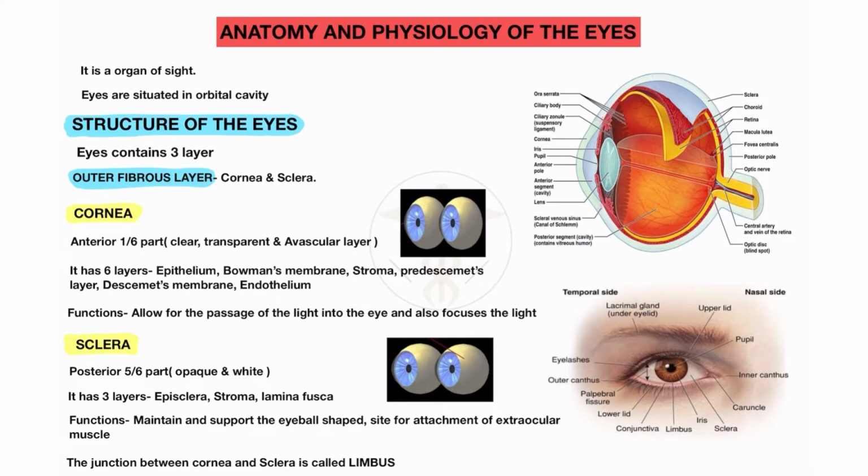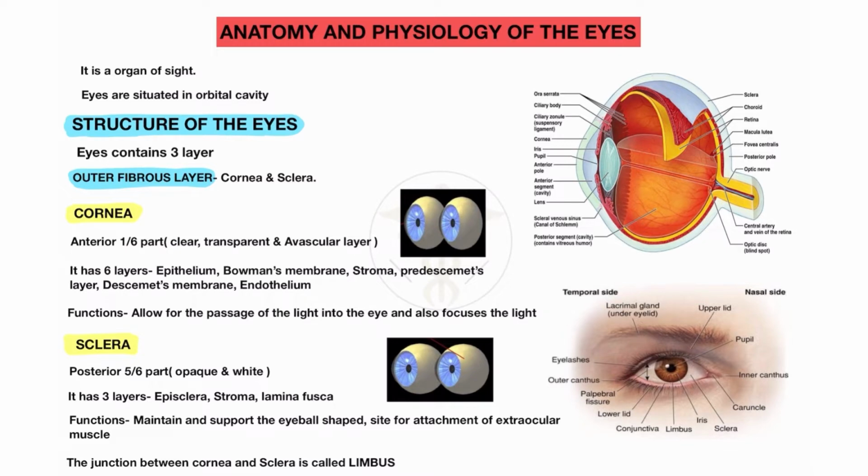And the junction between the cornea and sclera is called limbus. When you see the structure of the eye, you will see the layer junction present between the cornea, which is the outer part, and the sclera. The junction between them is called limbus. So this is called the limbus layer, where the cornea and sclera meet. Please also learn this, it is very important. The junction between cornea and sclera is called limbus.